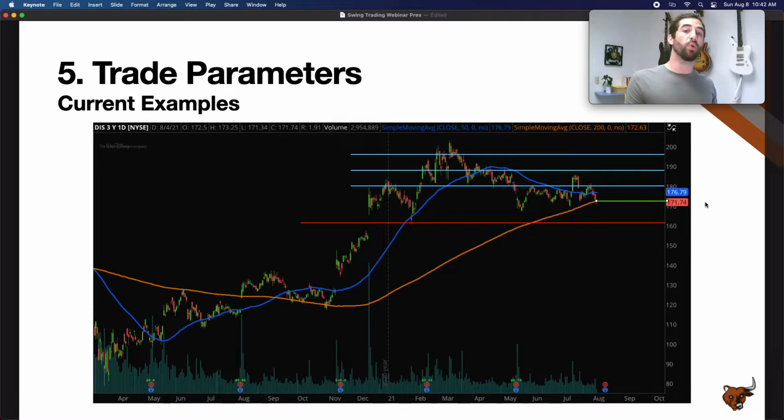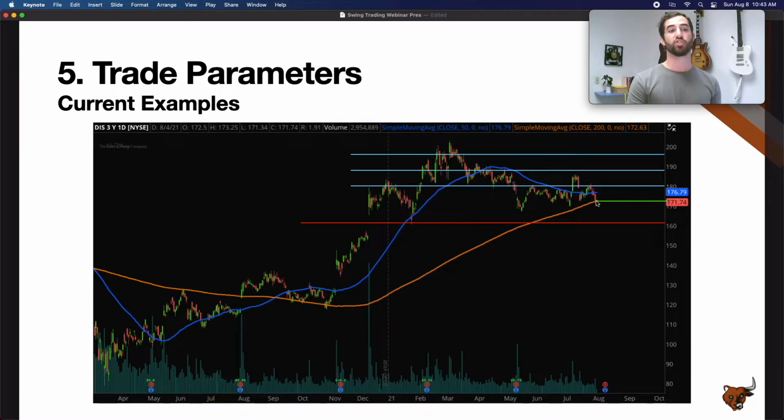So what we would do, and we're going to talk about this a little bit more in the next examples, as well as in the last section, which is actually executing and managing your trade. But what you would do, and one of the most important things that you need to always do, is you would scale in. So you're not buying a full position out of the gate.